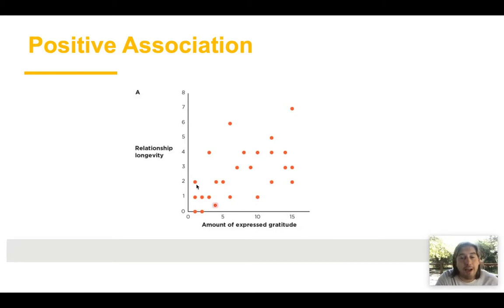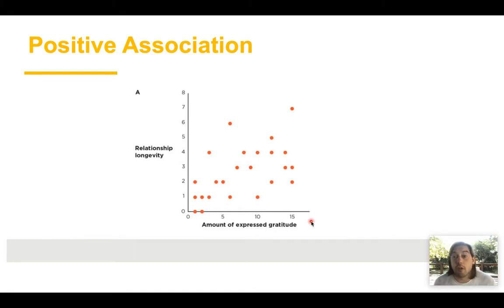Notice again, we're not making a claim about one variable causing the other variable. It could be the case that the more gratitude you express causes the relationship to be longer. It also could be the case that couples who have been together longer learn to express gratitude better, right? So it could go the other direction. The causal relationship could go either way.